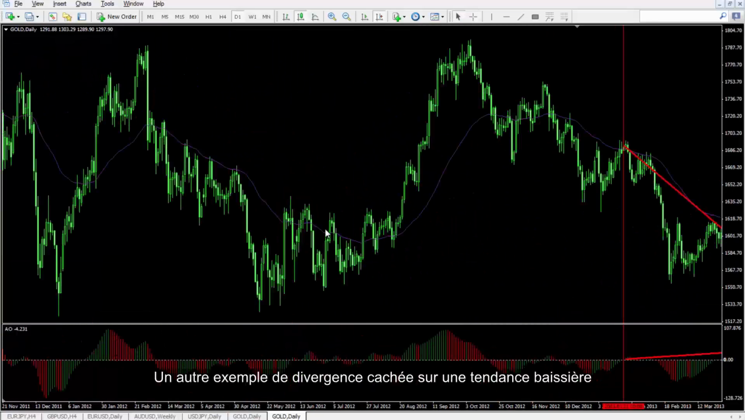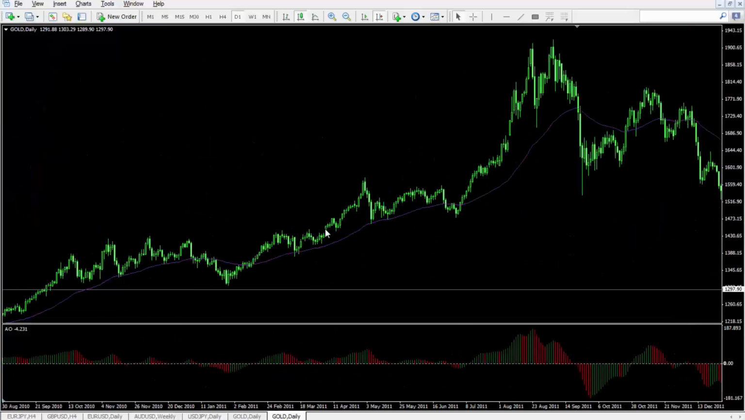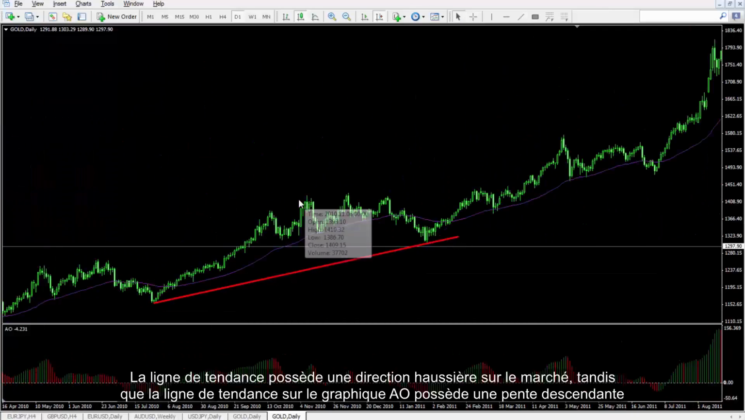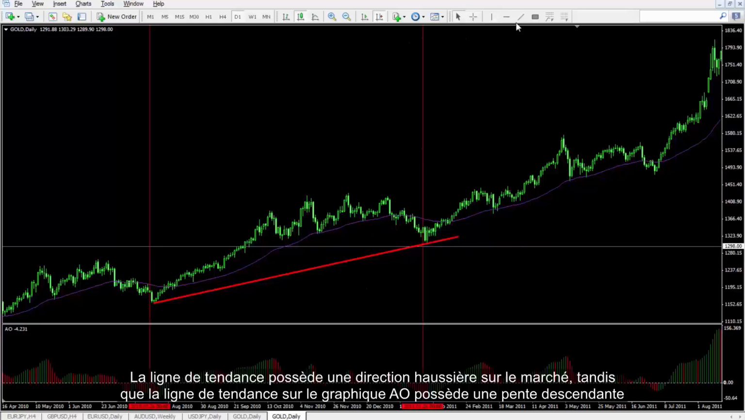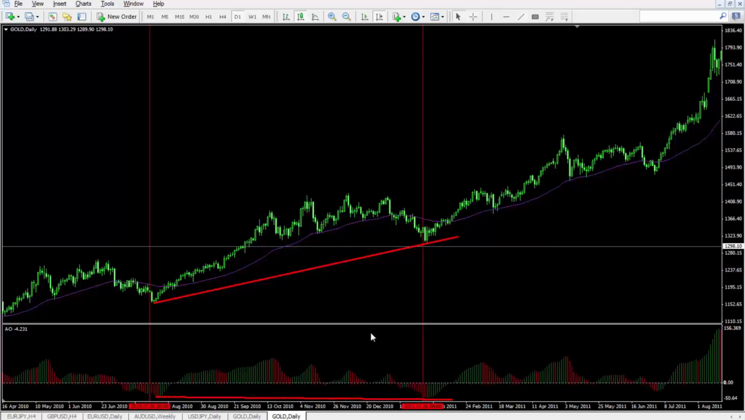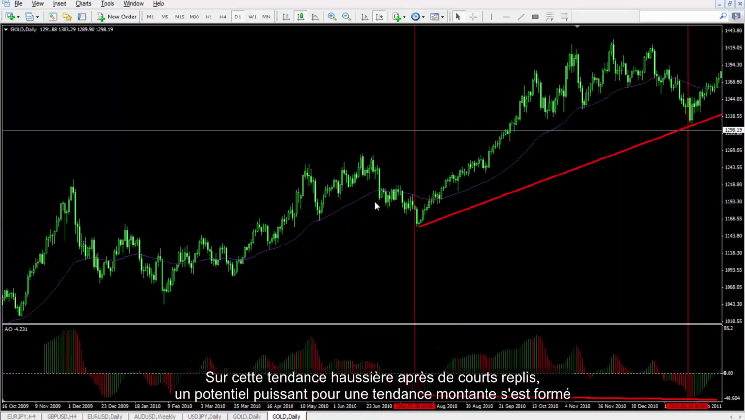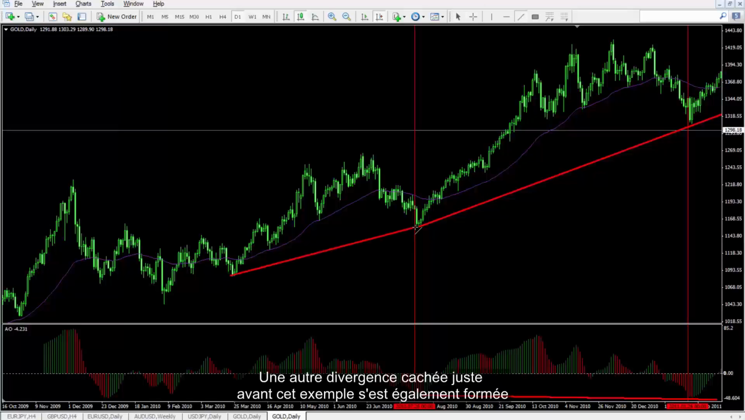Another example of a hidden divergence on a bullish trend. The valleys of the market and AO trends are connected with trend line. Trend line has an upward direction in the market, while trend line on AO chart has a decreasing slope. This hidden divergence confirmed more upward trend after it has formed. On this uptrend, after short declines, a powerful potential for an ascending trend has formed. Another hidden divergence just before this example has formed too.